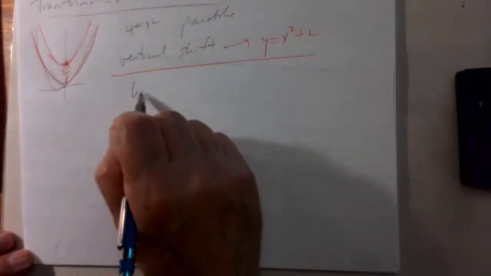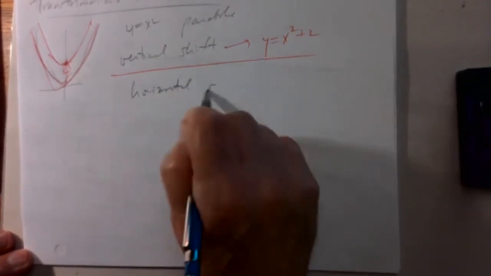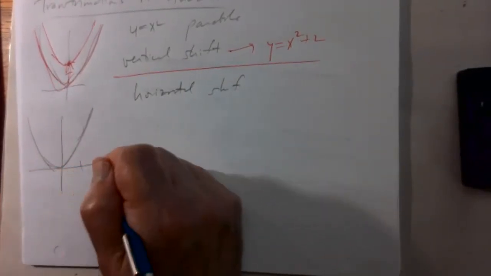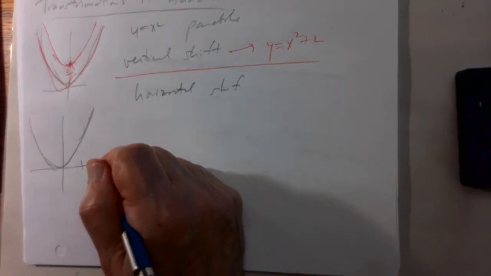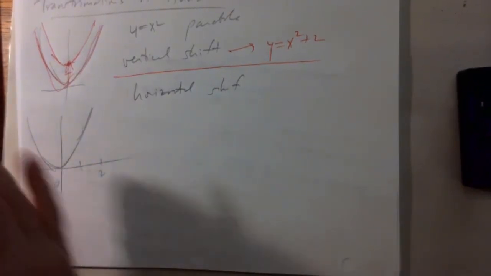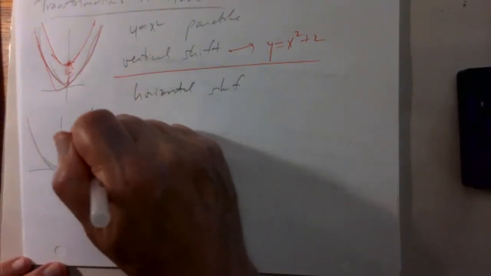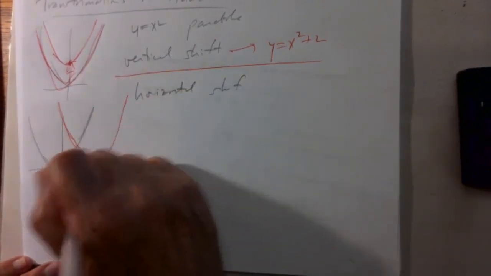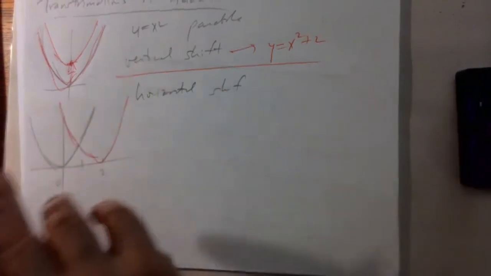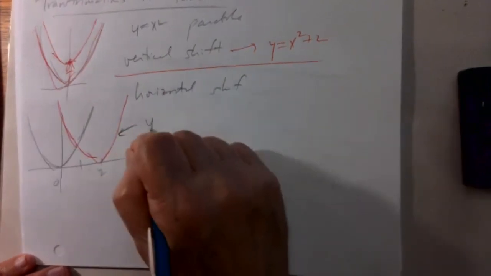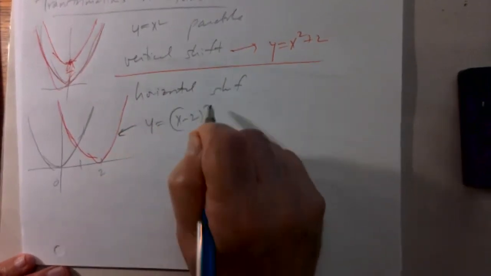You can have a horizontal shift. So here's this parabola. And let's say I shift it 2 units to the right. So I move it over. So I end up with a parabola that looks like this. So the equation of this red parabola is y equals x minus 2 squared.